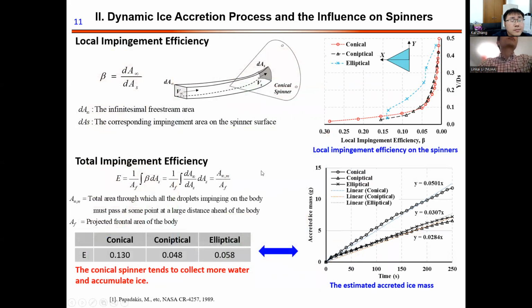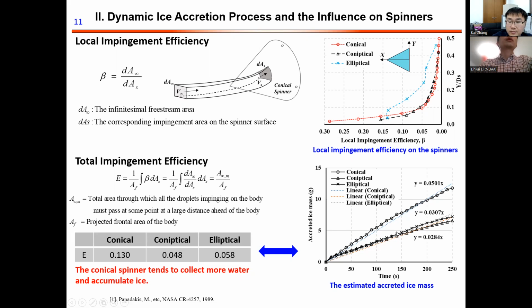Next, I use some parameters to define the impingement influence for these three kinds of spinners. The first is the local impingement efficiency, and we also have a total impingement efficiency. In the figures on the right, for the conical one, the local impingement efficiency is very high at the tip area, and then goes down toward the downstream. For the total impingement efficiency, the conical has the largest, which means the conical spinner has more ice buildup on its surface.